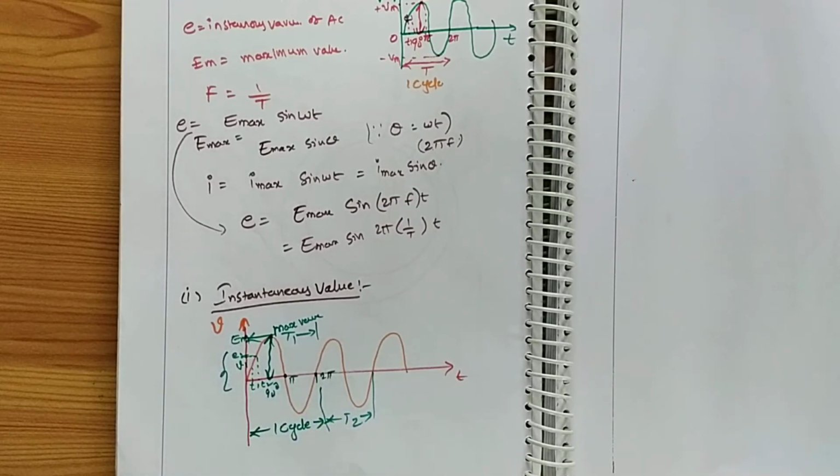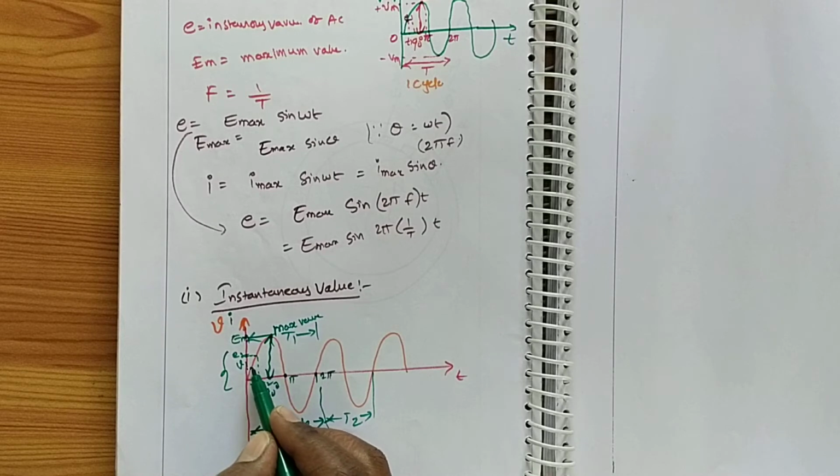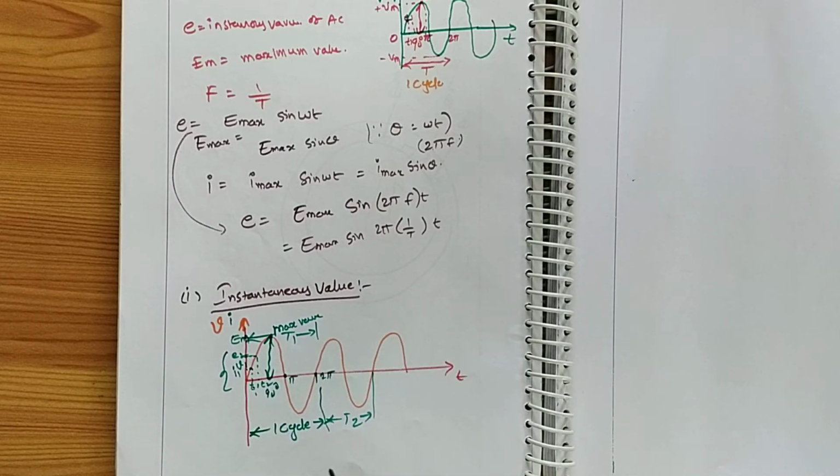Instantaneous values are these. What is instantaneous value? The value of an alternating quantity at any instant of time is called instantaneous value. It is denoted by lowercase letters like e or v, or if you consider the current, i1, i2, i3. At this instant, i1 is the current and t1 is the time. These are all known as instantaneous values of alternating quantities or sinusoidal voltages.